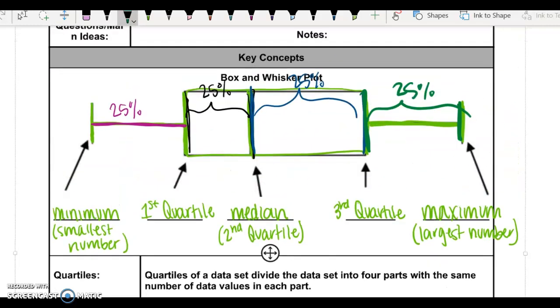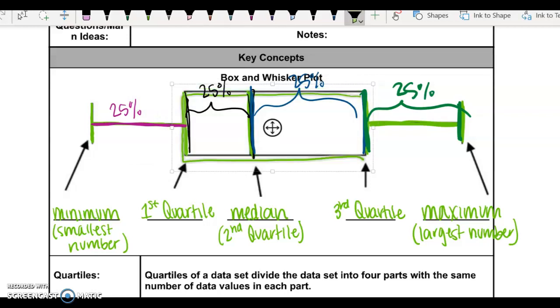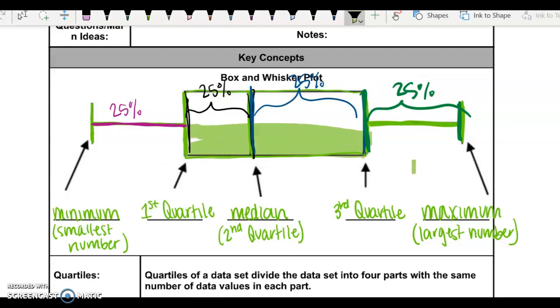So up here we have 25 plus 25 is 50. And so within this box lies 50% of our numbers, so half of our numbers are all within here. And our interquartile range would be our third quartile minus our first quartile to figure out how many numbers actually are in between here.